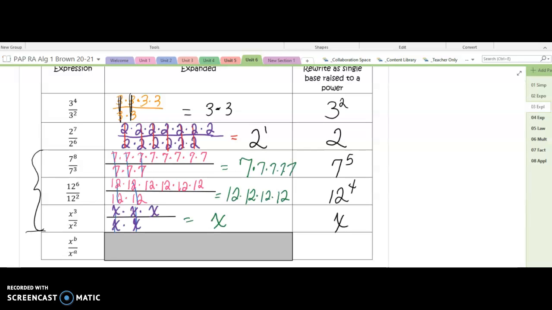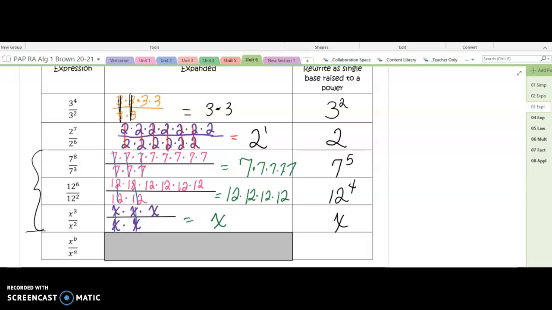Okay, so how did you do? All right, so what I want you to look at is these over here to the right. Did you write these as a single base raised to a power? Are those correct over here? If so, then you probably did a good job. Okay, so let's talk about this.